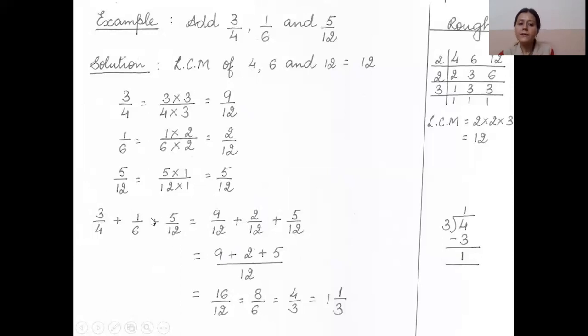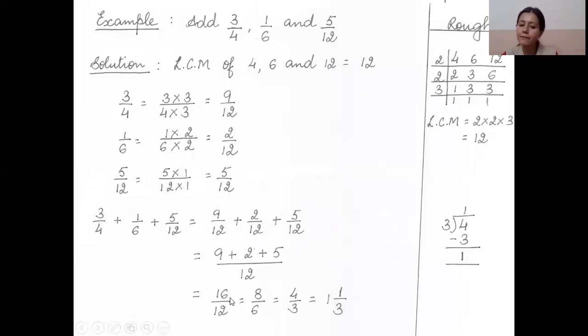3 upon 4 plus 1 upon 6 plus 5 upon 12 is equal to 9 upon 12 plus 2 upon 12 plus 5 upon 12. Beta, these are your like fractions. You will add only the numerators. The denominator will remain the same, that is 12. 9 plus 2 plus 5 now, children. 9 plus 2 is 11. 11 plus 5 is 16.